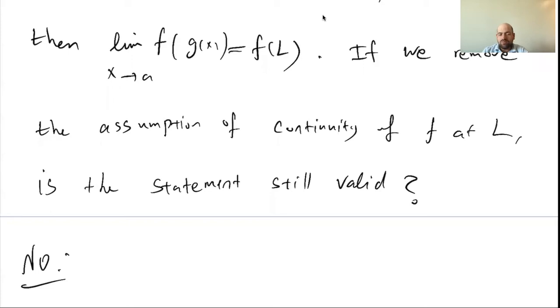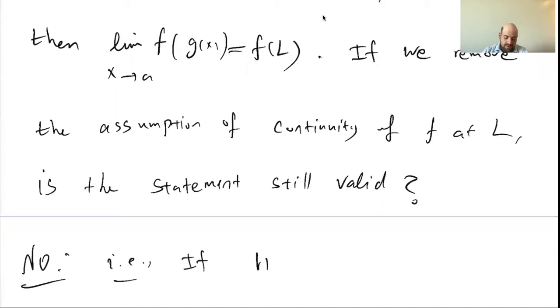So if you want to show something is false in mathematics, you know that we need a counterexample. To prove a statement in mathematics, we have to prove it in general. But if you want to show something is false, we need one counterexample that has the assumptions, but not the conclusion. So the answer is no, i.e.